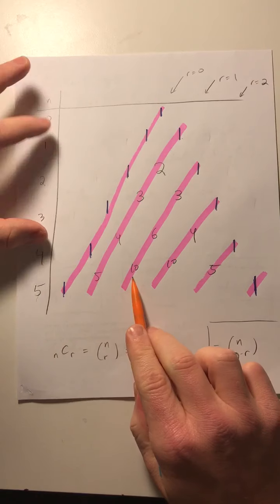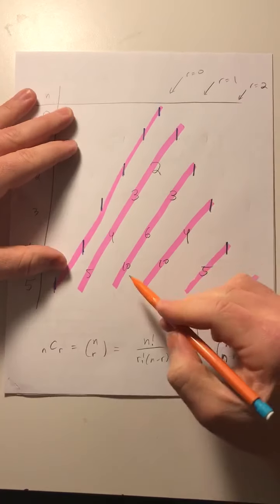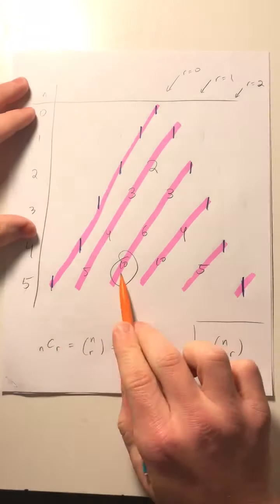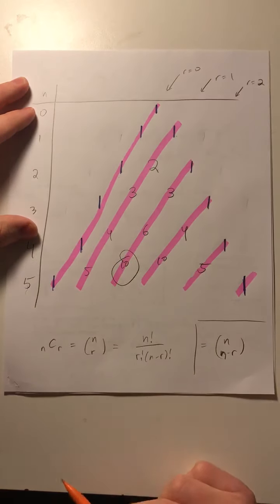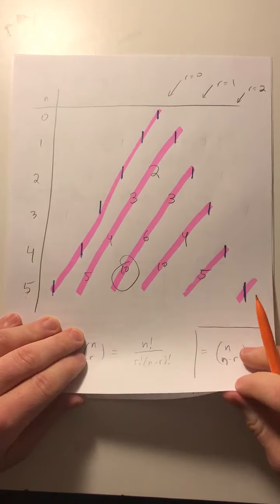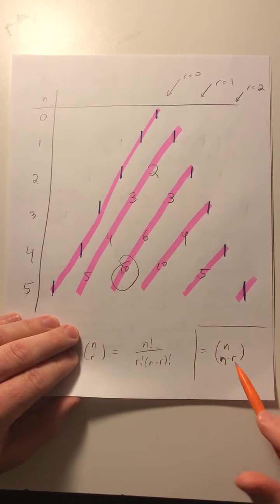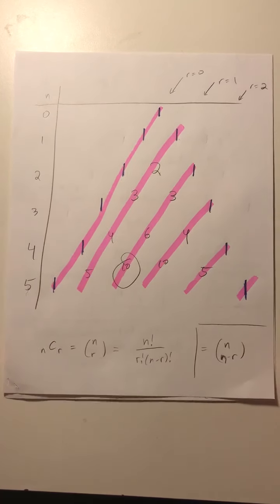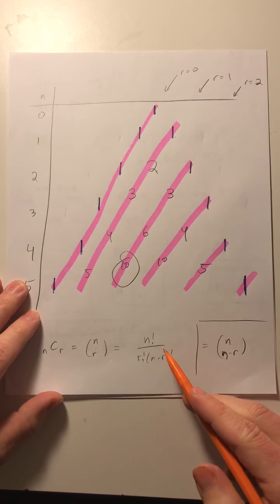So I go to row 5, and then I go to the r equals 2 diagonal line. Okay. n equals 5, r equals 2. 5 choose 2 is 10. Okay. So this is Pascal's triangle. It's very important, very useful if I want to compute some of these values. So down here I have it written.